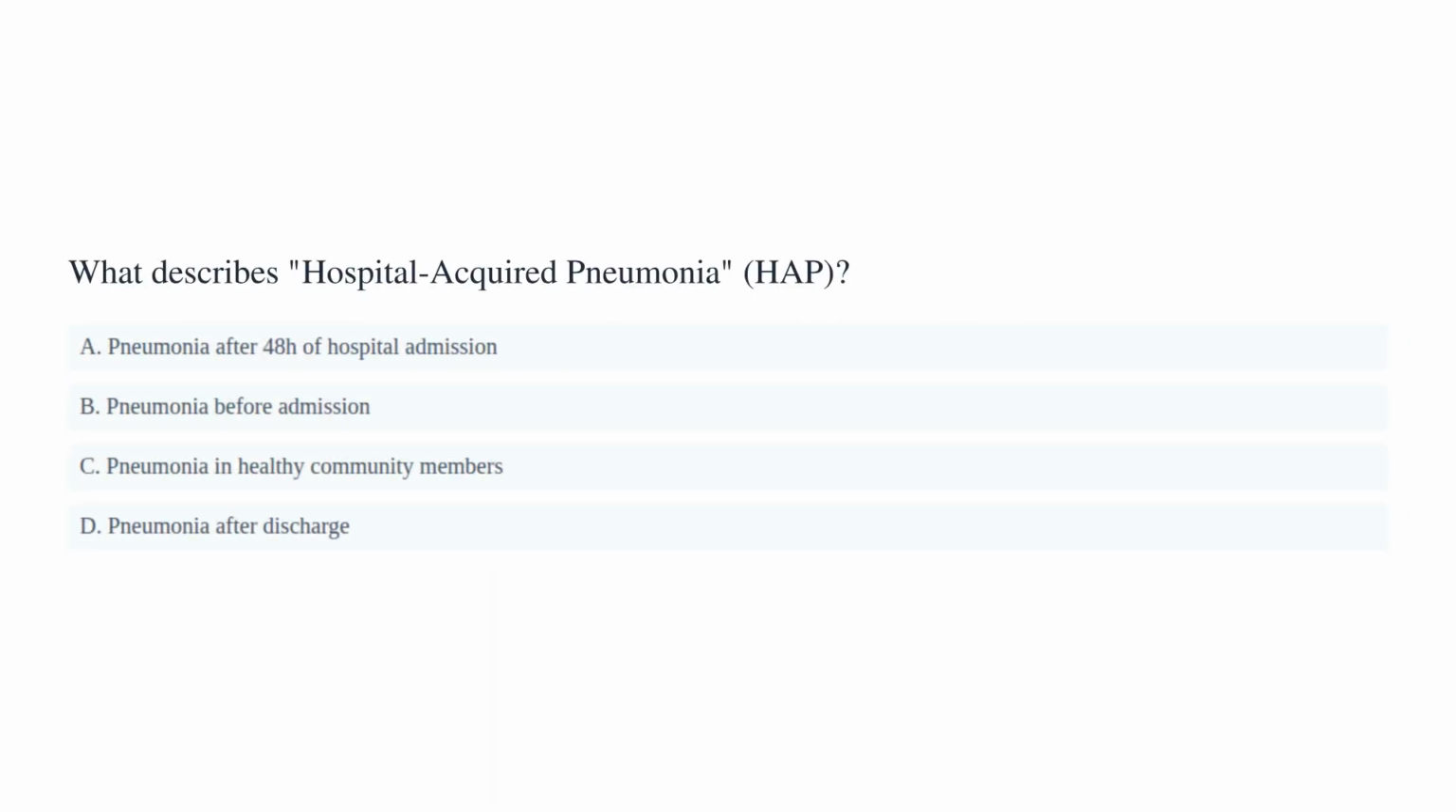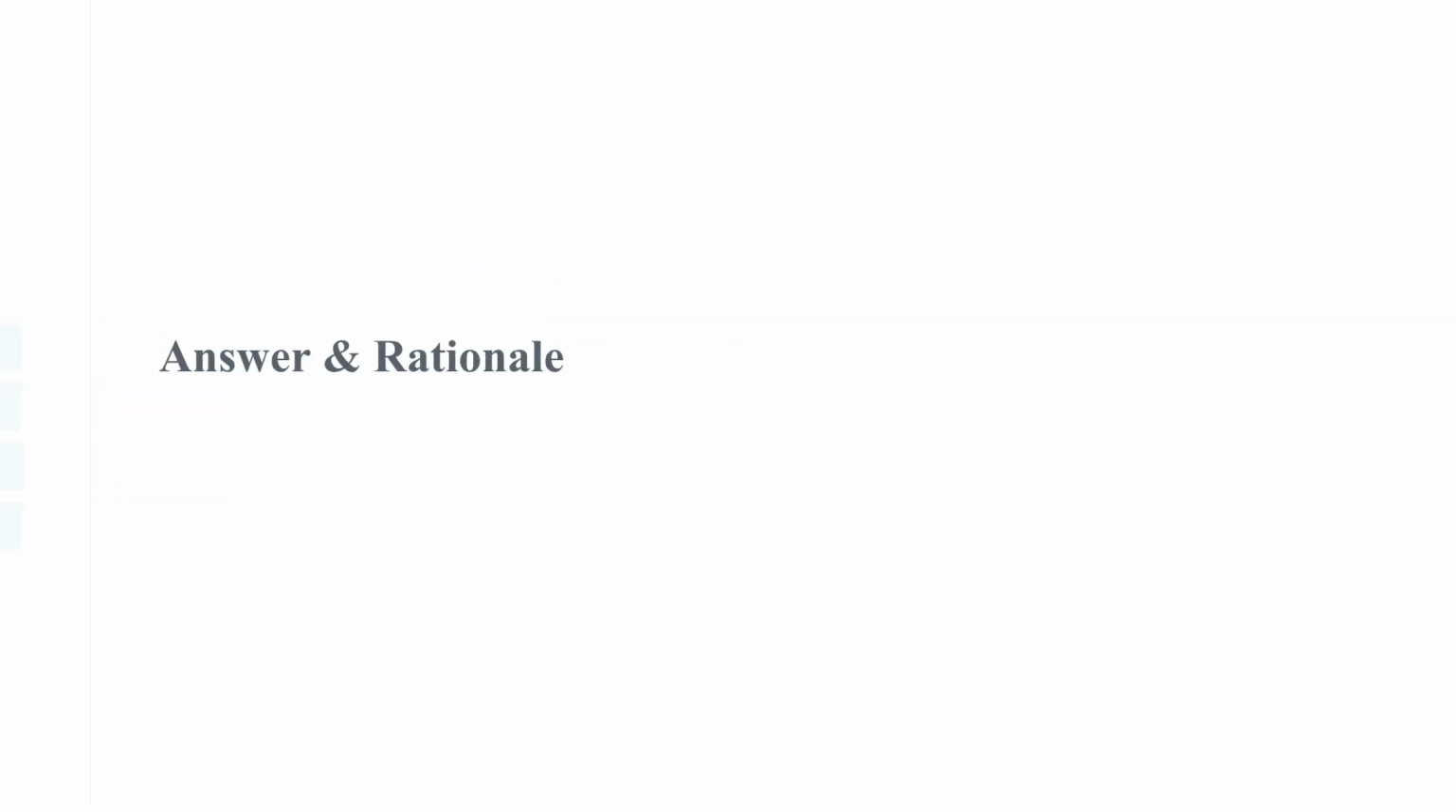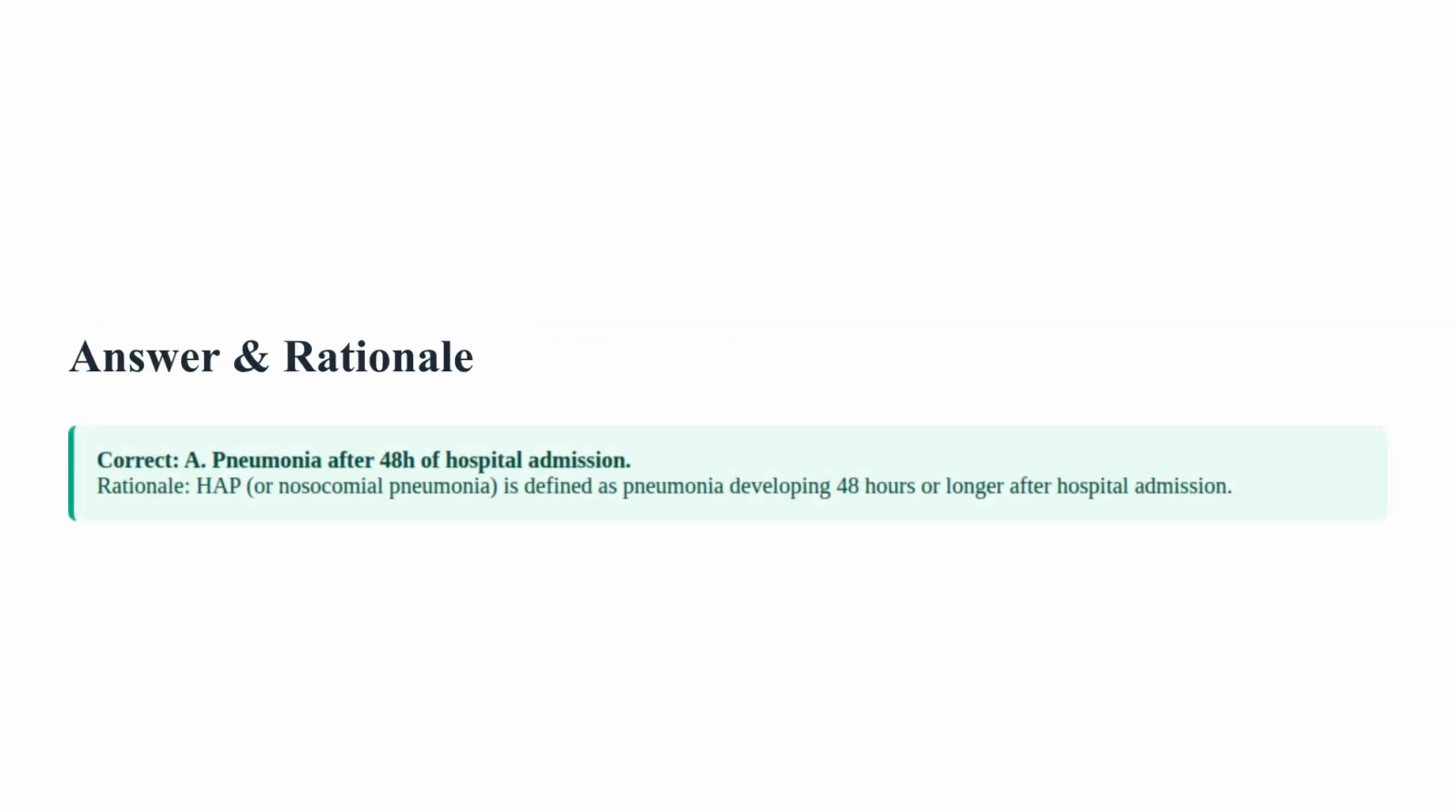What describes hospital-acquired pneumonia, HAP? The correct option is B, pneumonia developing 48 hours or more after hospital admission. This definition distinguishes HAP from community-acquired pneumonia.